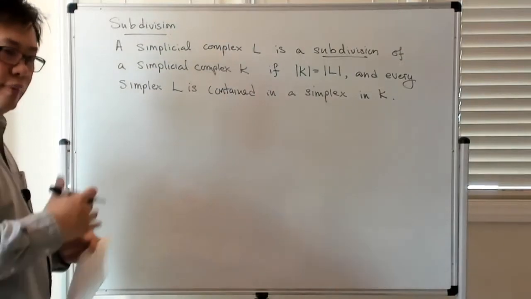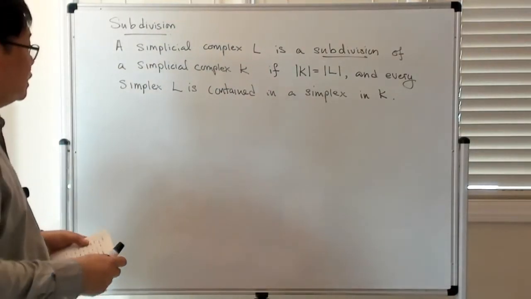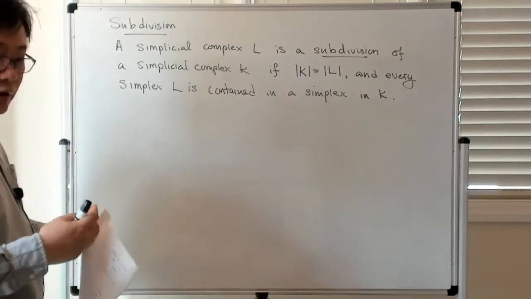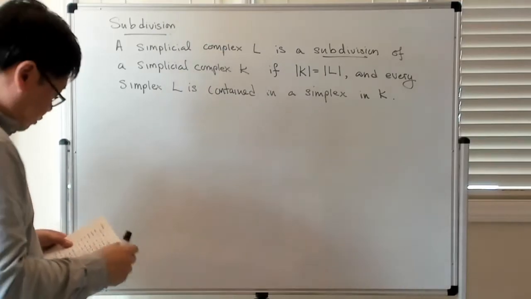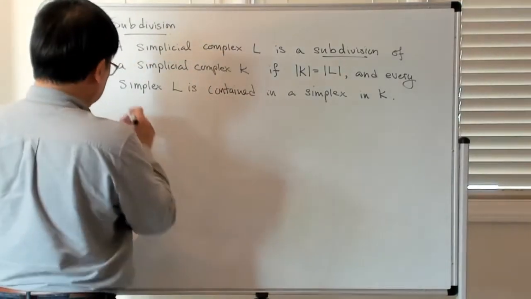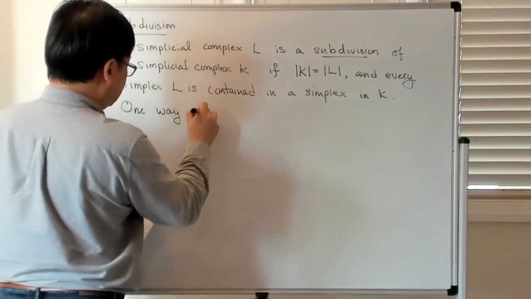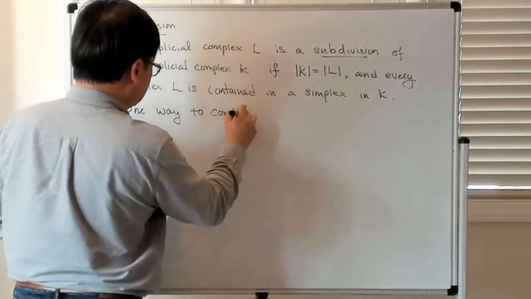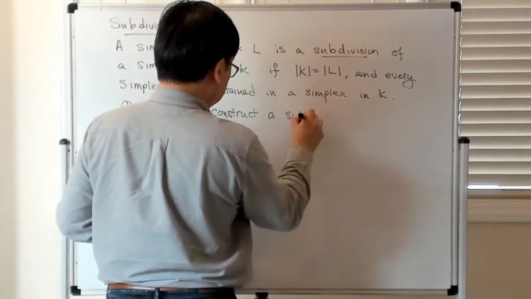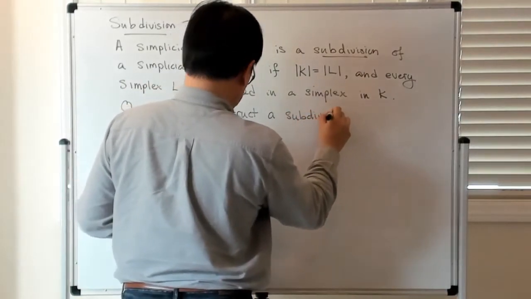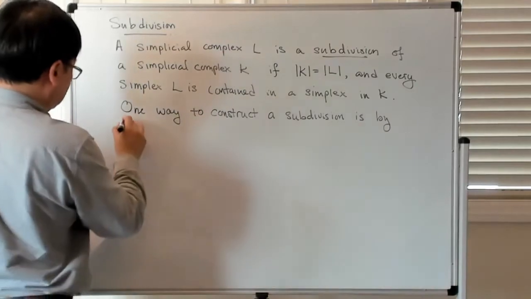Again, the way to think about this is as the analog of mesh refinement, where you take a mesh and maybe you subdivide or break up a cube into smaller cubes, right? So one way to construct a subdivision is by what is called barycentric subdivision.